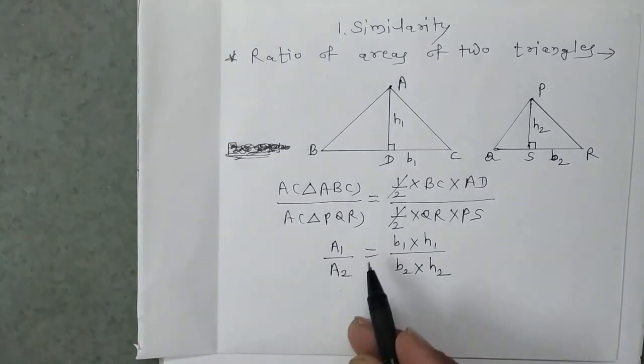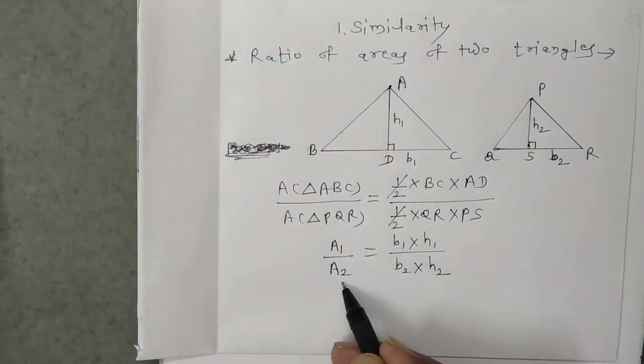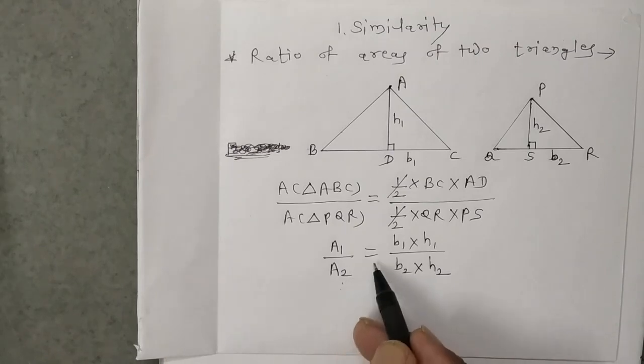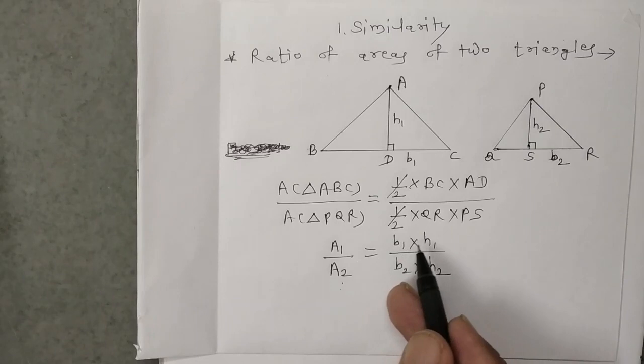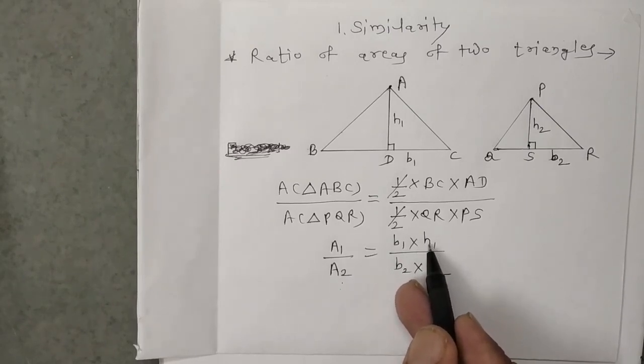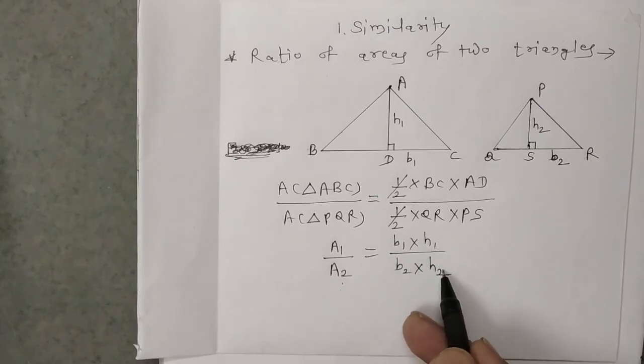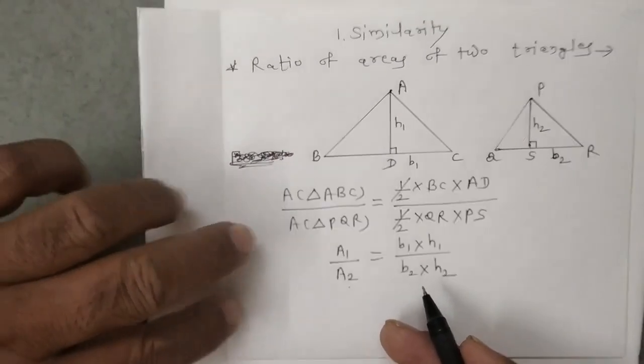Hence, the ratio of areas of two triangles is equal to the ratio of the products of their bases and their corresponding heights. Now there are three conditions.